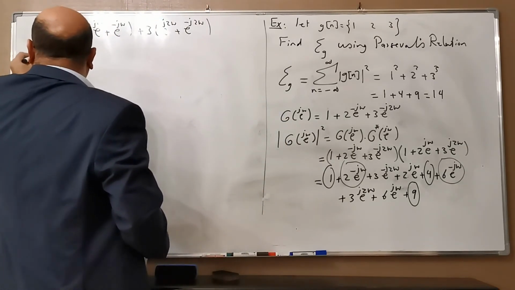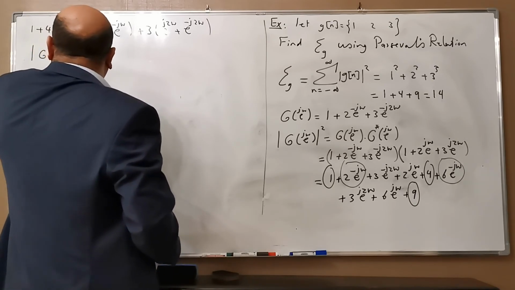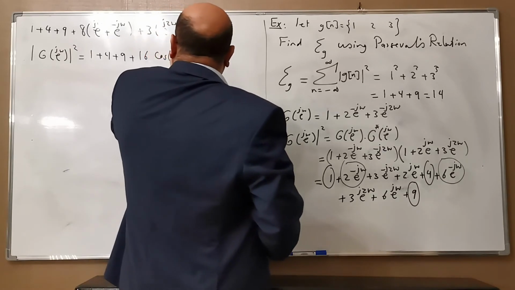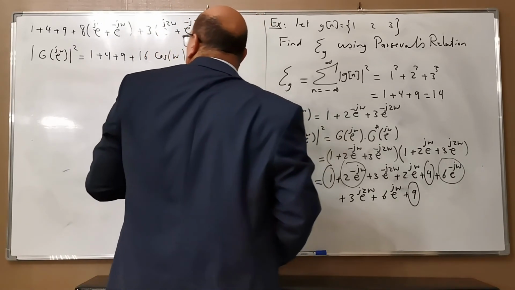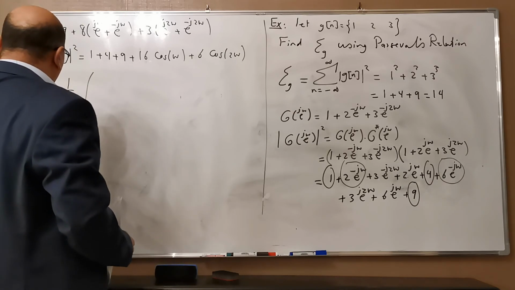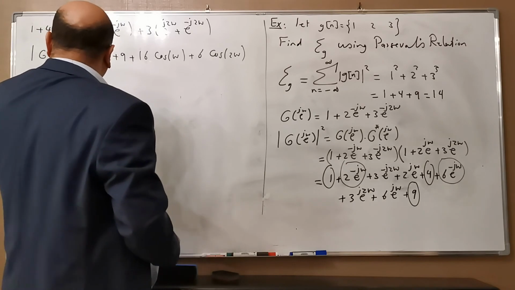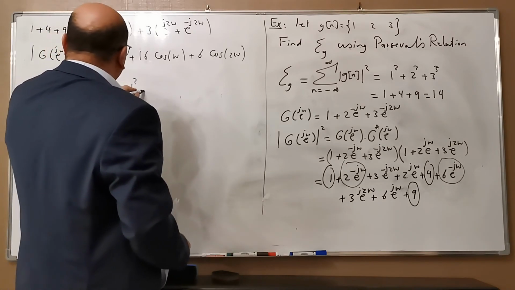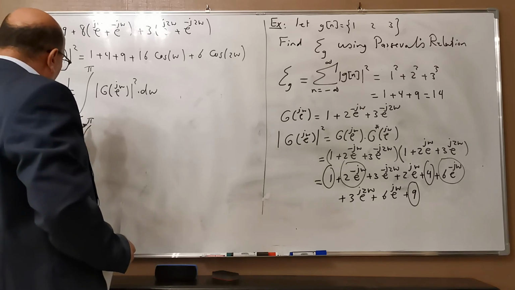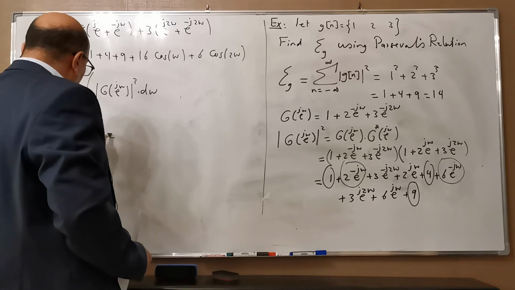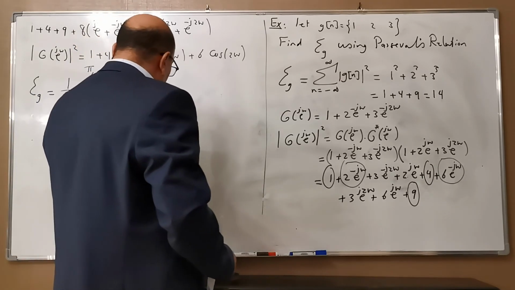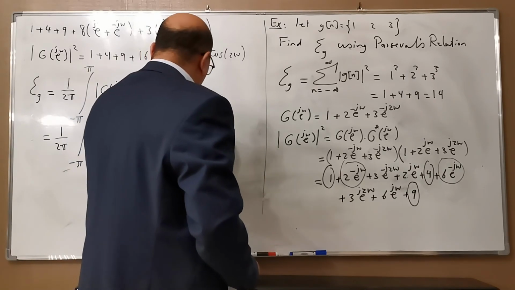So the magnitude of G of e to the j omega squared is equal to 1 plus 4 plus 9 plus 16 cosine omega plus 6 cosine 2 omega. Implementing E sub g equals 1 over 2 pi, the integration from minus pi up to pi of the magnitude of G of e to the j omega squared d omega, equals 1 over 2 pi, the integration from minus pi to pi of 1 plus 4 plus 9 plus 16 cosine omega plus 6 cosine 2 omega, the whole thing d omega.